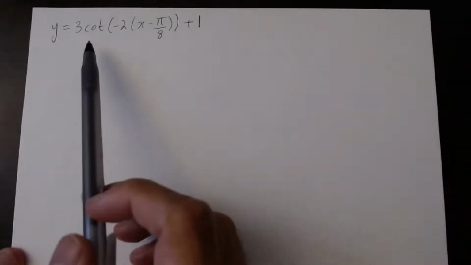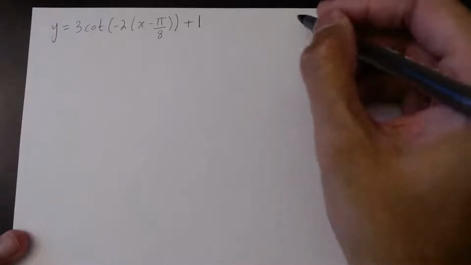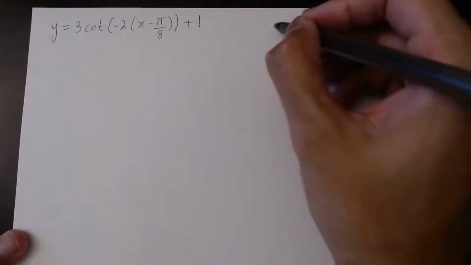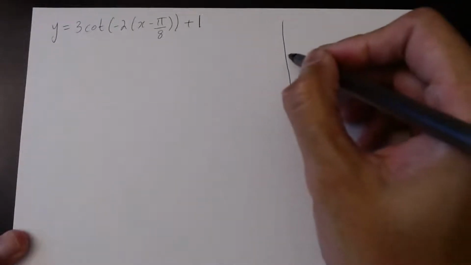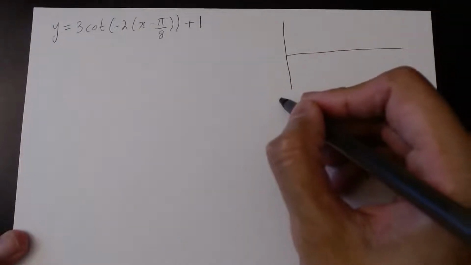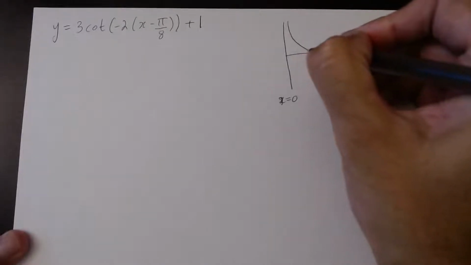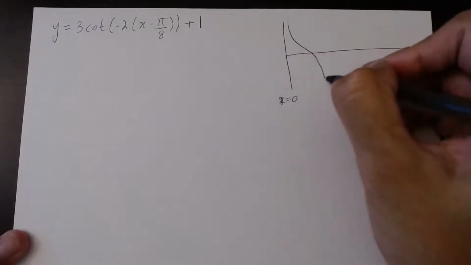All right, so we must sketch this cot function with all of these transformations. Before I do that, what does a regular cot function even look like? A regular cot function has an asymptote at x equals 0. Then it starts at the top. It looks similar to a reflected tan graph.